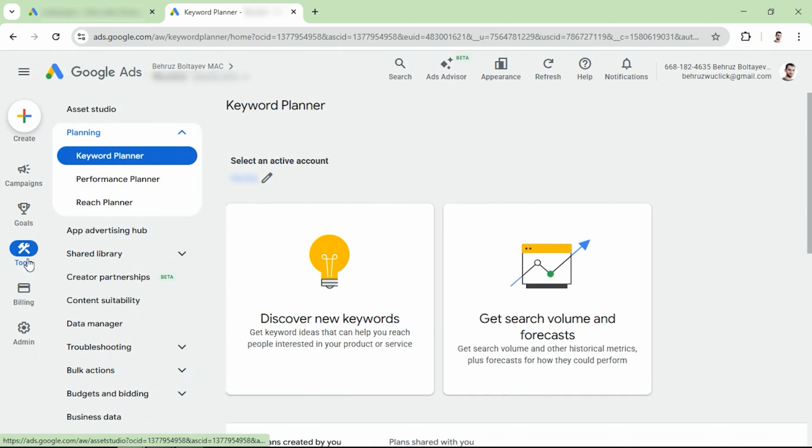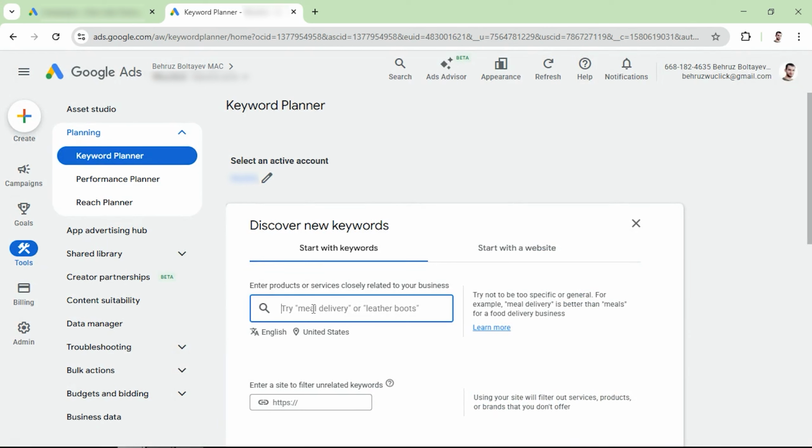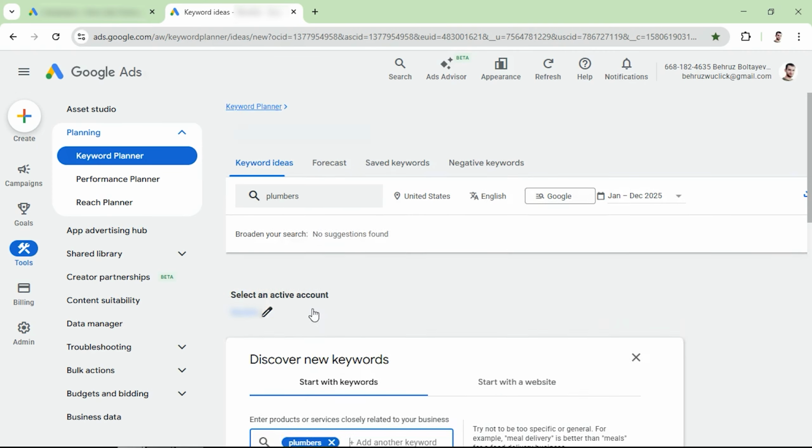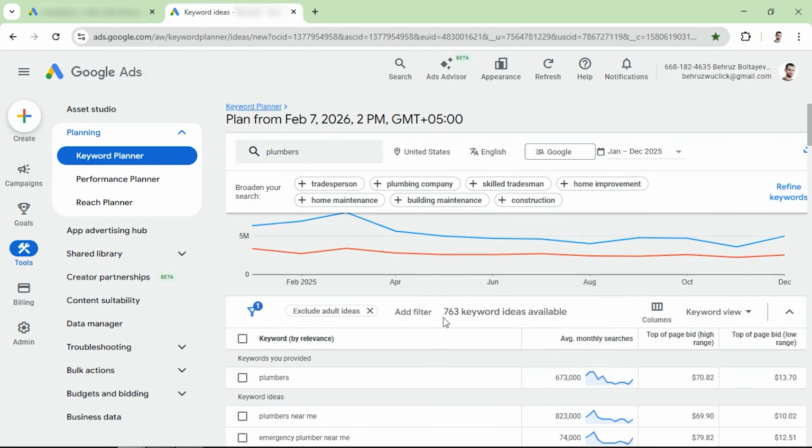We're going to go to Tools, then Planning, go to Keyword Planner, and click on Discover new keywords. From here, you can target any service industry. As an example, I'm going to choose the plumbing industry, so I'm going to choose the keyword plumbers. One keyword would be enough, and it can give us more keyword ideas. As you can see, we have 763 keyword ideas available, and we're targeting the location of United States.